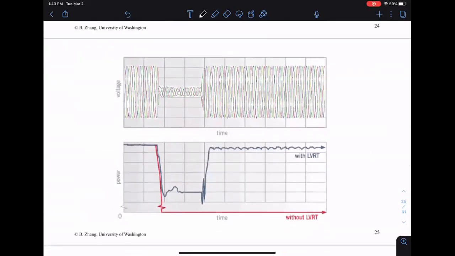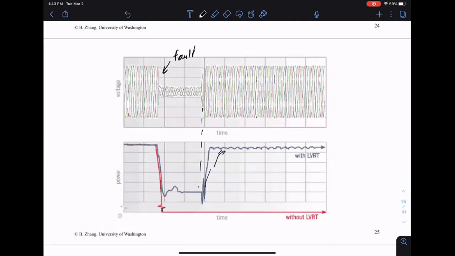This is an actual measurement of a system, and we can recreate this in the lab. What we did is we created a low voltage fault. If your turbine just cuts out, then you stay off and never come back on. Or if you can do low voltage ride through, when the fault clears at this time, you actually recover operation and stay connected to the system.